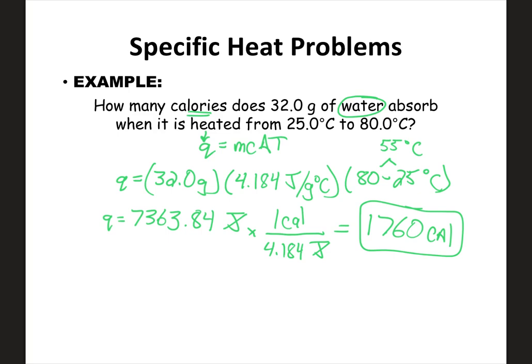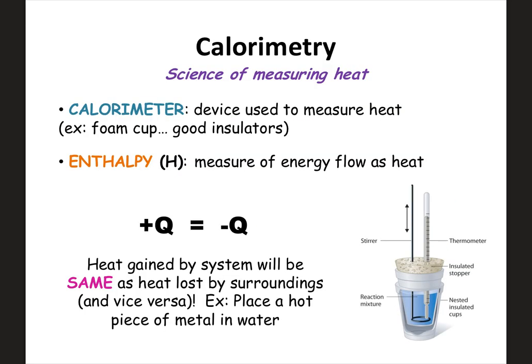And remember, you do need to know the specific heat of water. There's another form of specific heat problem that I want to show you, and these problems use the idea of calorimetry. So calorimetry is just a fancy word for saying we're going to look at the science of measuring heat. We're going to look at the temperature changes and figure out the amount of heat that was transferred. So the device we use for calorimetry is a calorimeter.